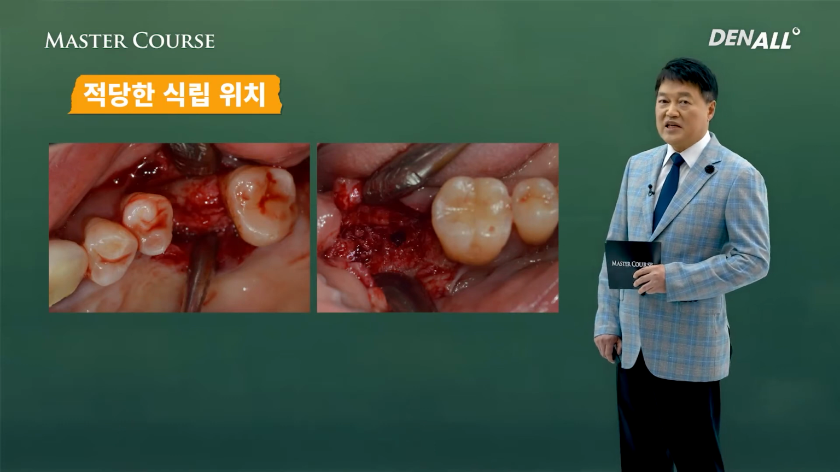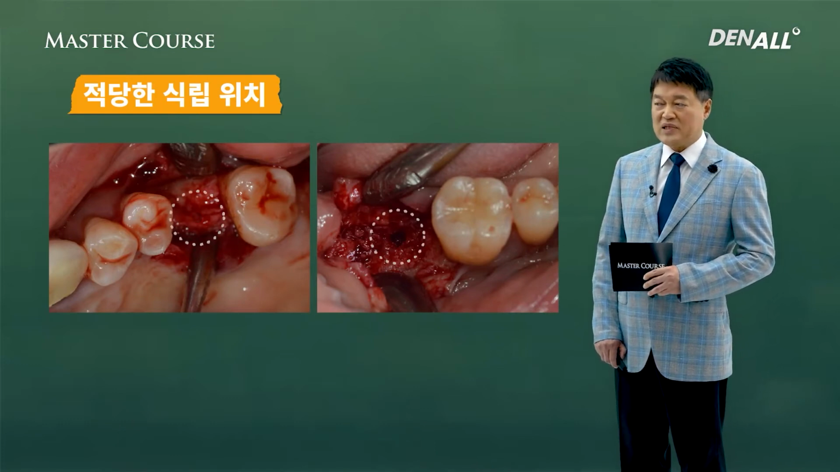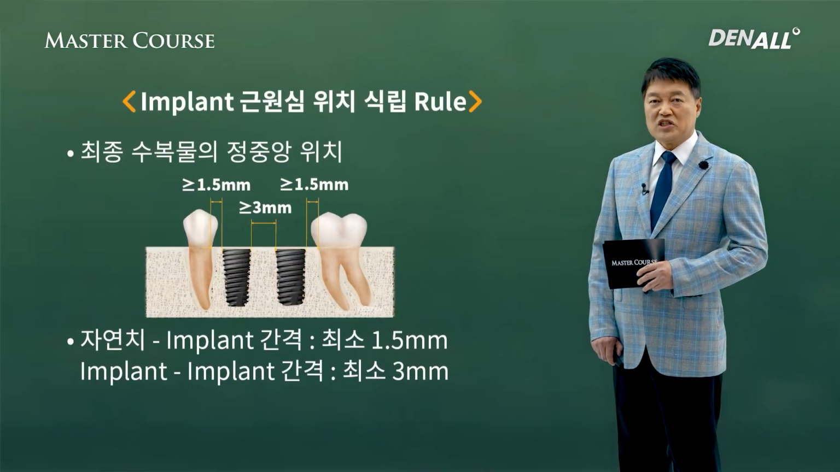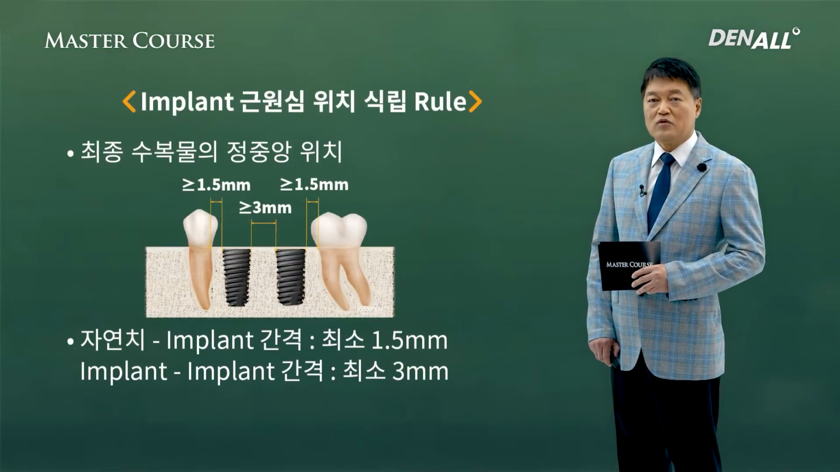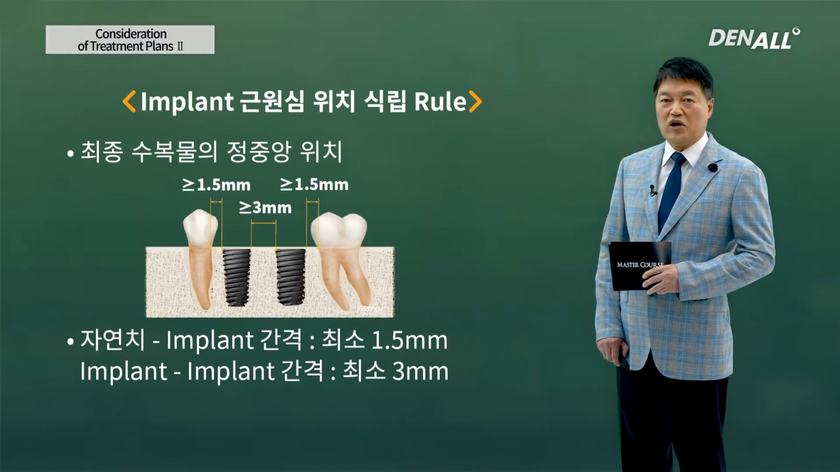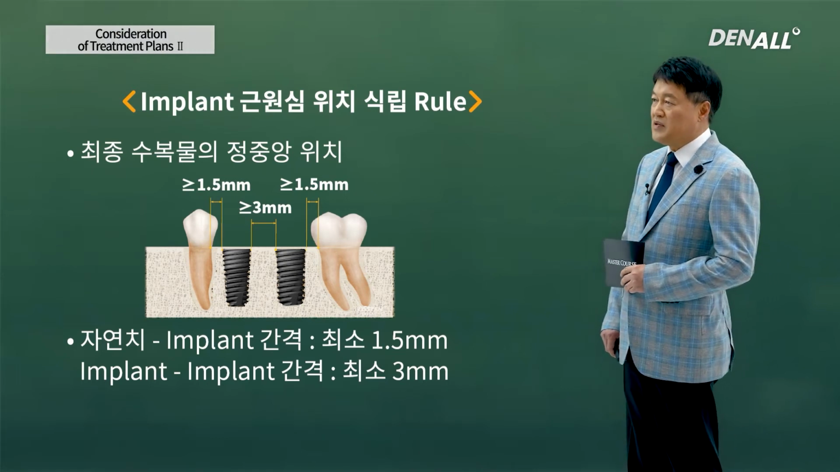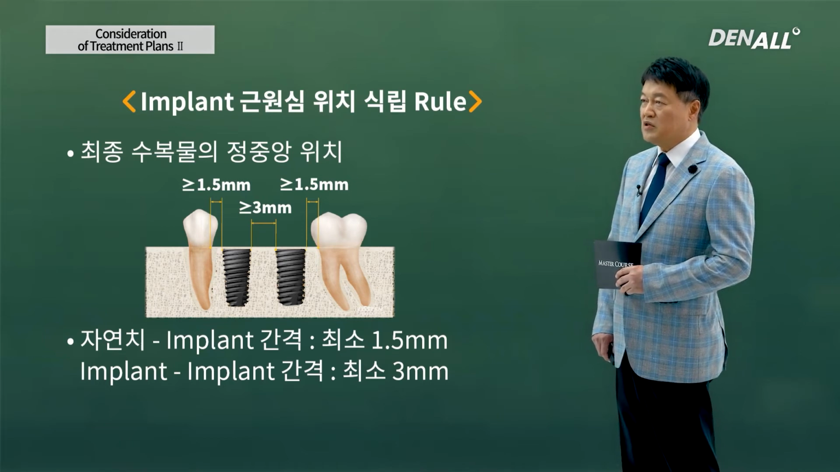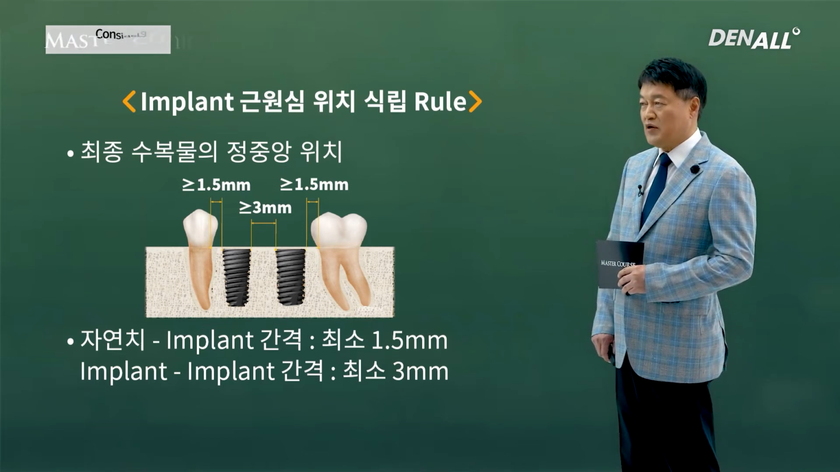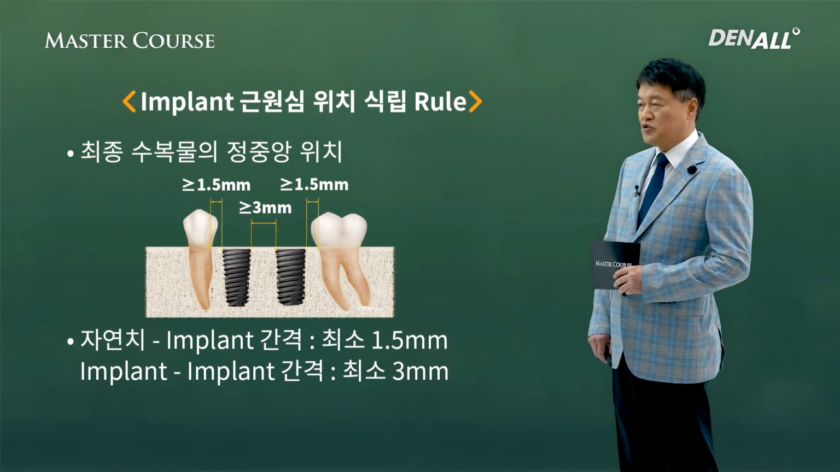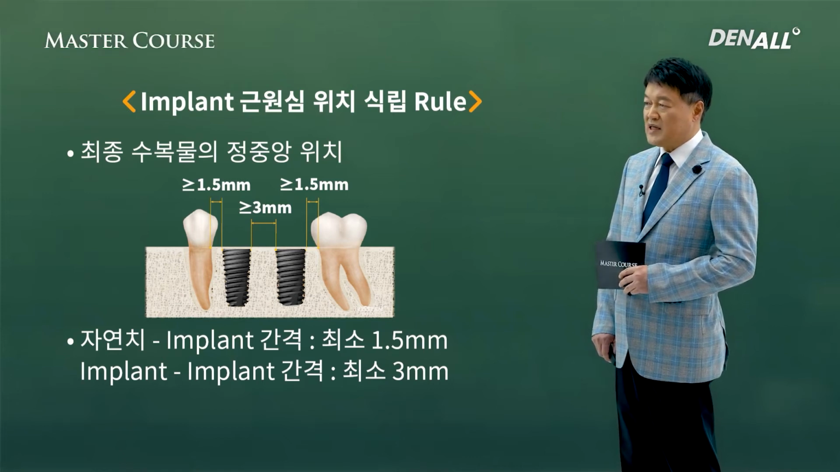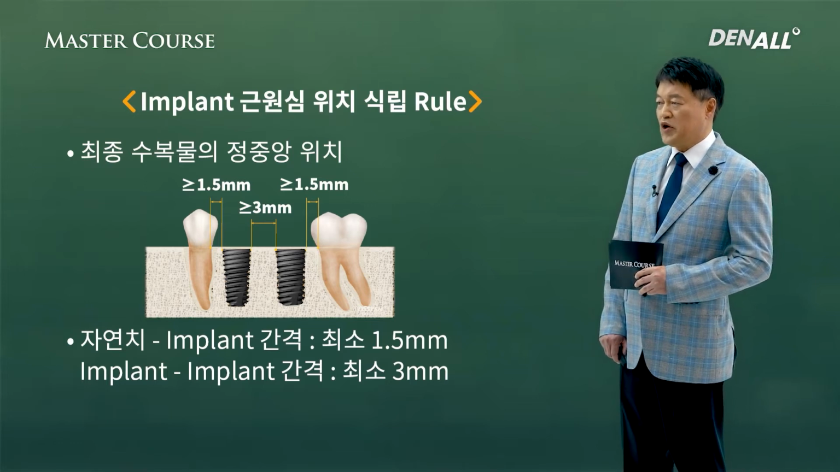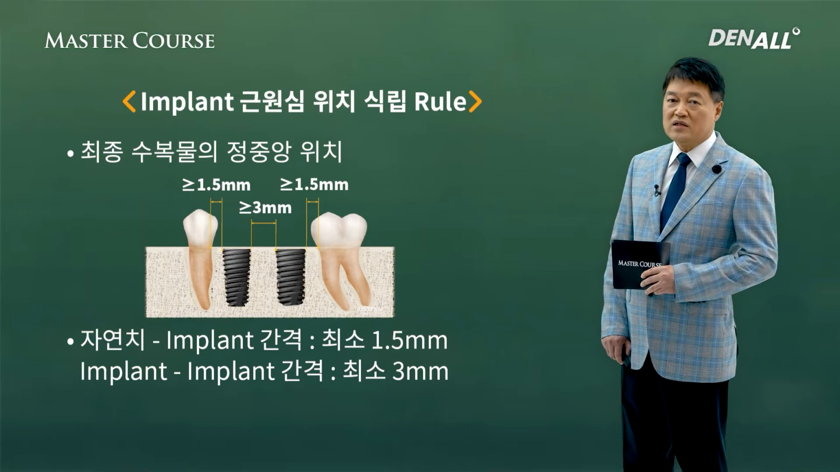Let's look at implant position. Implant position in terms of mesiodistal or buccolingual aspects need to be considered. Let's look at the principle for mesiodistal implant placement. You need to place it so that it is in the center of the final restoration, and the distance between natural tooth and implant should be at least 1.5 millimeters.